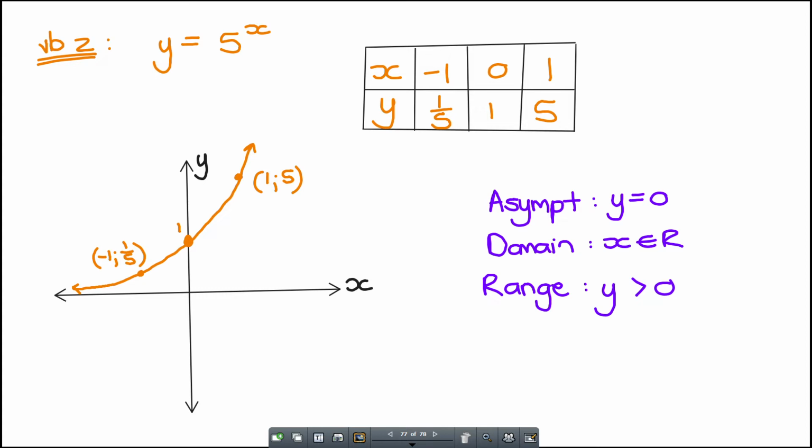Okay, and then the range, die waardeversameling, hulle soek al die y-waardes. Omdat my x-as die asymptoot is, dit gaan alles wees aan die bokant van hom. So y must be greater than 0. And if the 5 is always positive, meaning more than 0, the asymptote will always be y equals 0. So x is always an element of the real numbers. Yes, but next one I'm going to give you an asymptote. There's going to be a value for q, so then the range is going to change.